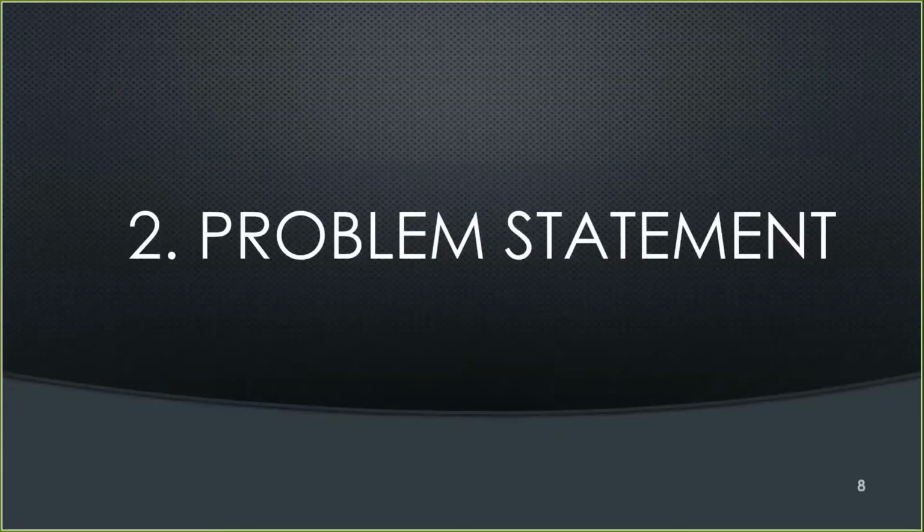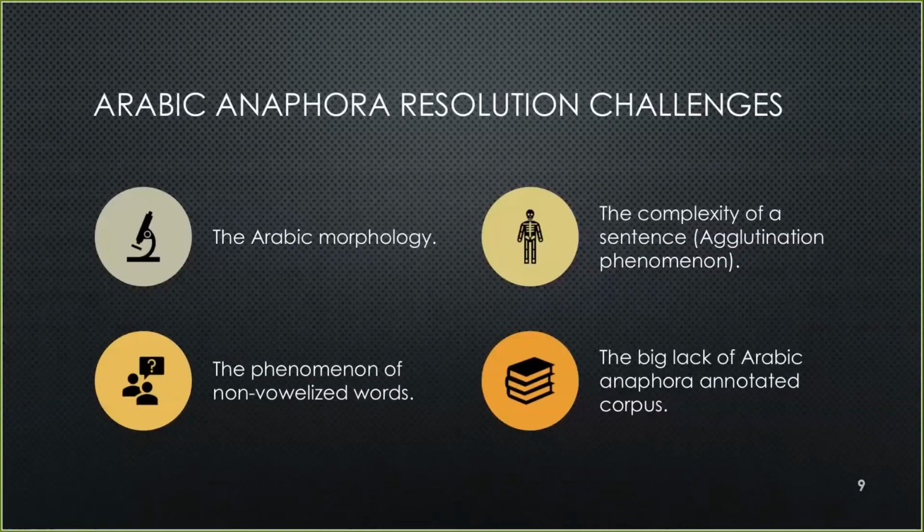Moving on to the second section, which provides some challenges and the problem tackled. Here, as we can see, there are several challenges that occur when dealing with Arabic anaphora resolution. The first is Arabic morphology, which can be quite difficult for analysis, like in our case, the anaphora, which could be attached to or detached from the word, as mentioned before for the pronominal ones. Second is the complexity of sentences, which means that a number of words can combine into just one, or you can name it agglutination.